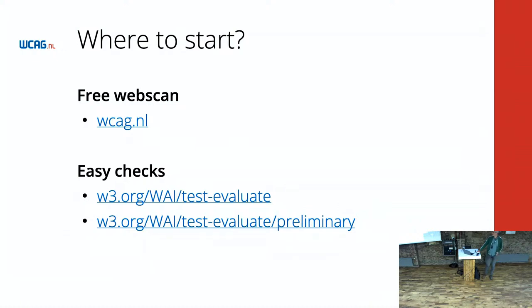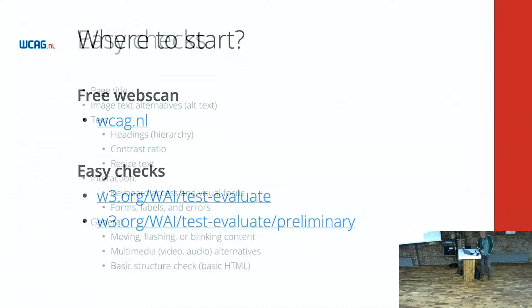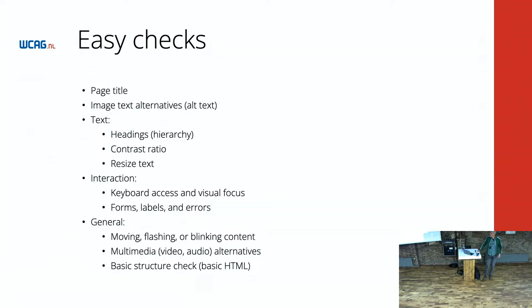There's also an easy checks page. W3.org has a test evaluate page with a lot of information, if you want to start with checking how you do on accessibility. And there's the preliminary check, and this will give you an easy check. So if you have a page title, if your image has alternative text, if your headings hierarchy is all right, contrast ratio, things on interaction, general things, for instance, your basic structure check, basic HTML. So this is just for a developer to see, okay, am I doing right? It's an easy start.